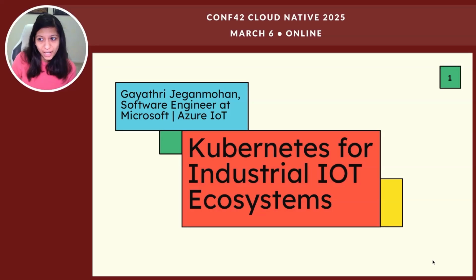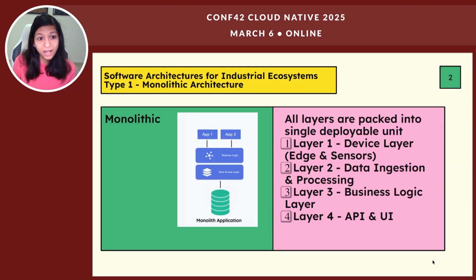So the first thing I want to talk about is what are the different architectures that are out there for industrial ecosystem. The first one that I want to talk about is the monolithic architecture. In monolithic architecture, as you can see in this diagram, every layer in the architecture is very tightly coupled, so they are all deployed in one single unit.